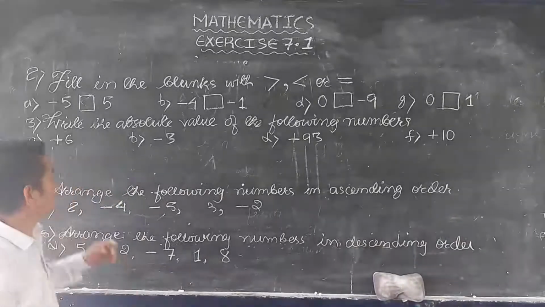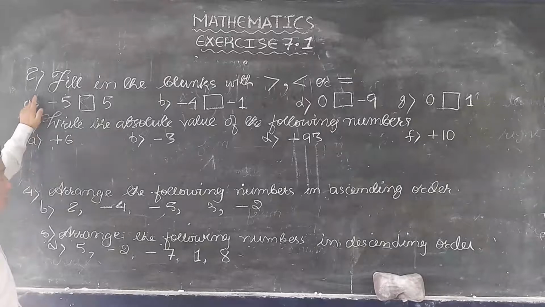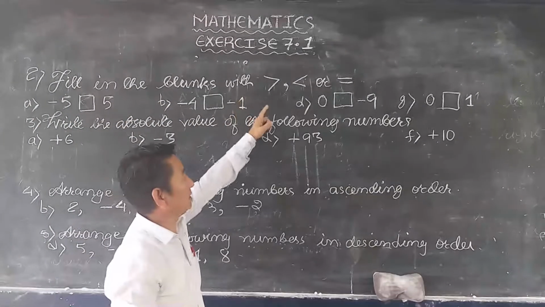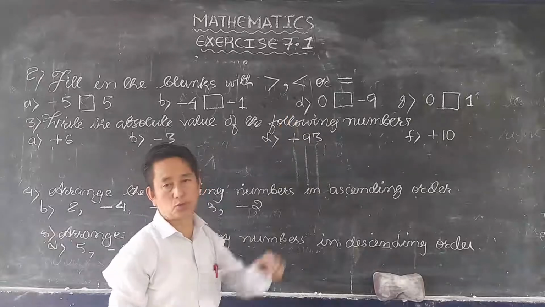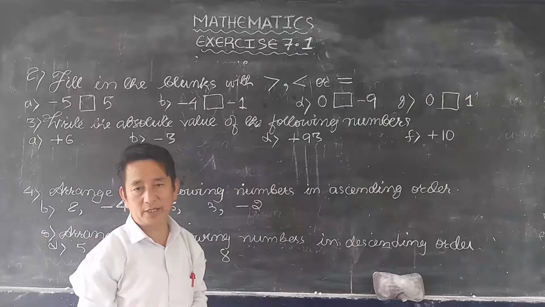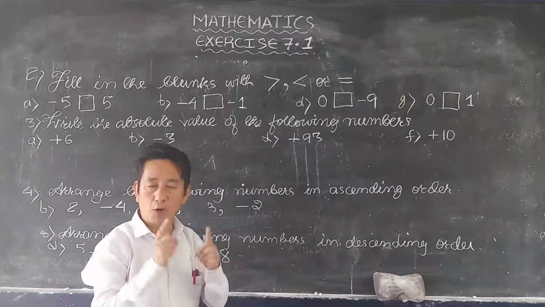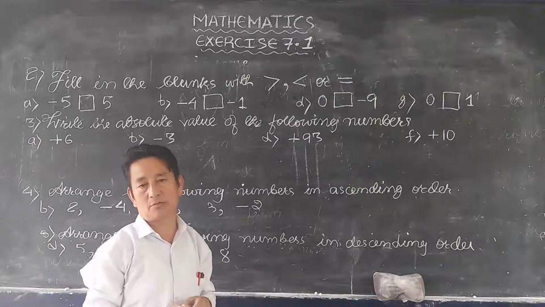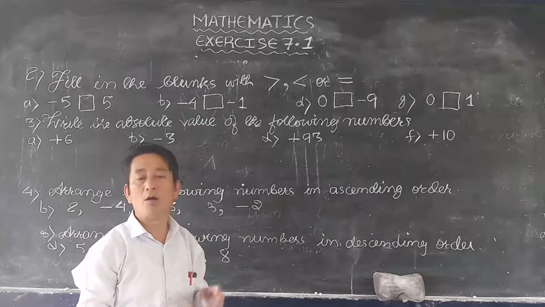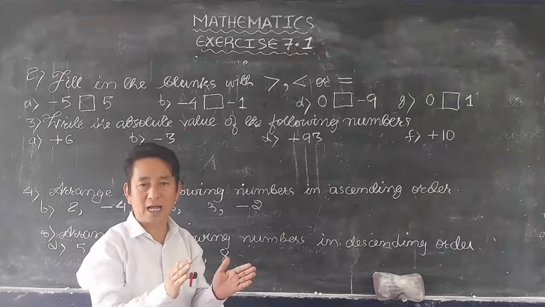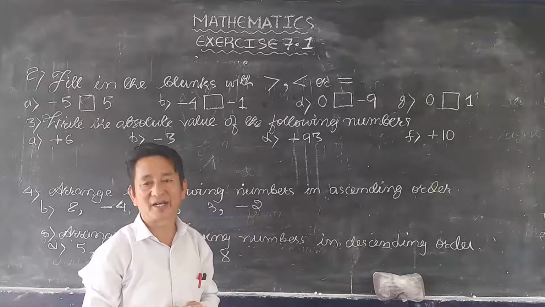Now here we have question number 2. I'll read out the question. Fill in the blanks with greater than, less than or equal to. When you are comparing between two numbers, you should always turn the pointed end to the lesser number or smaller number, or you should always turn the crocodile mouth towards the greater number.